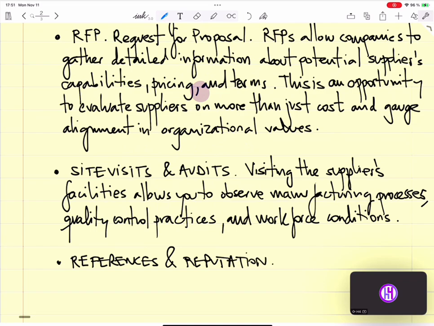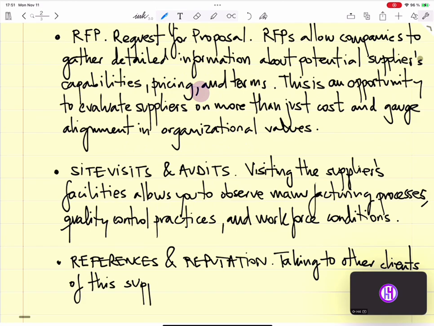Okay, so references and reputation are also an issue, so talking to other clients of this supplier can provide insights into reliability.